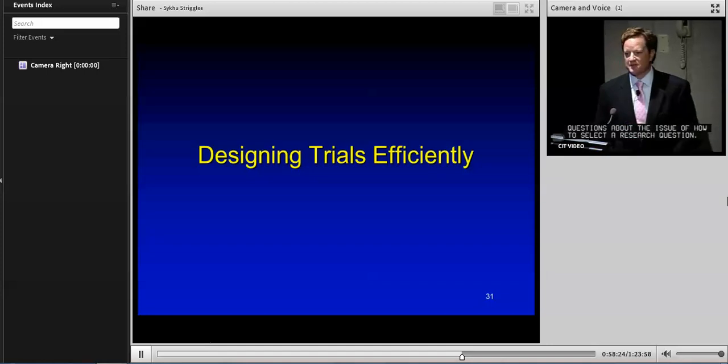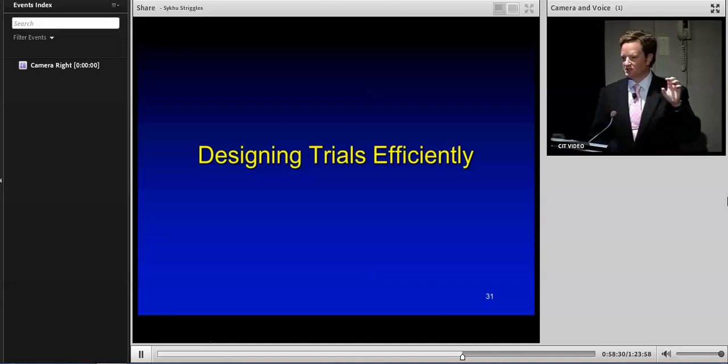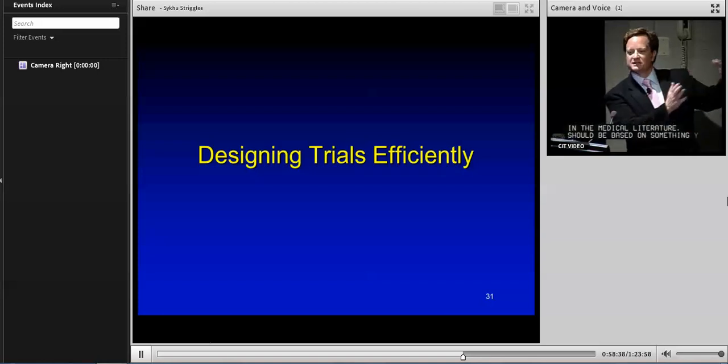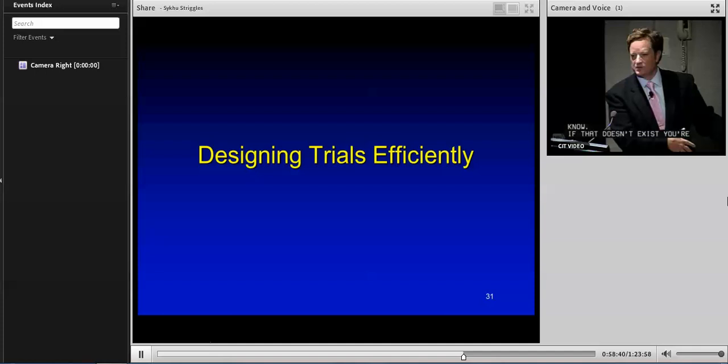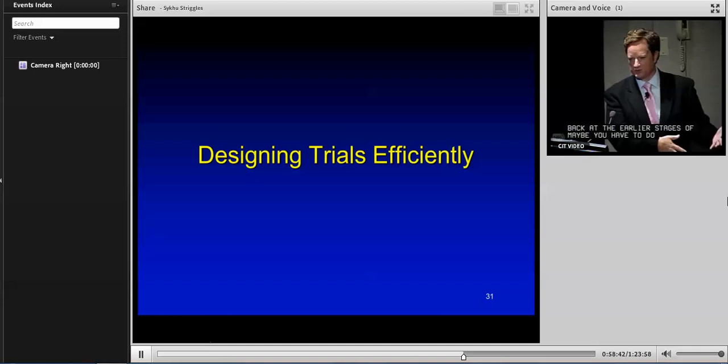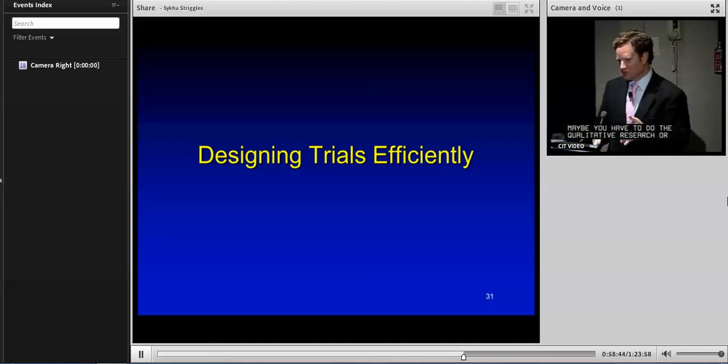So the question is, should the hypothesis always be based on evidence? Yes. That evidence could be stuff you've generated yourself. It could be stuff you've gone and looked up in the medical literature. But it should be based on something that you know already. If that evidence doesn't exist, then you're back at the earlier stages of maybe you have to do the qualitative research or the descriptive research to actually get that evidence before you actually go ahead and do your study.